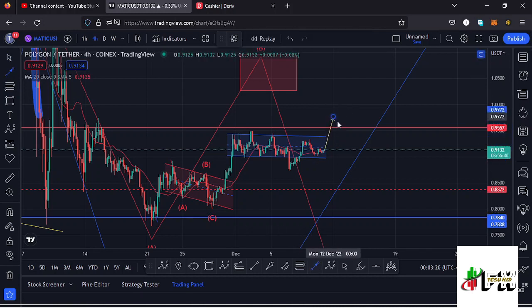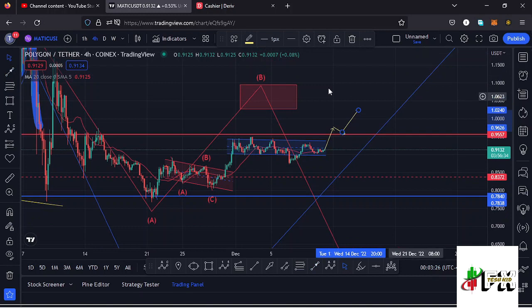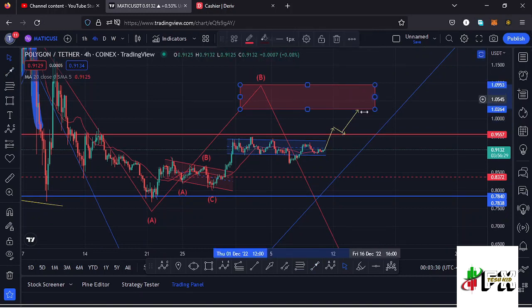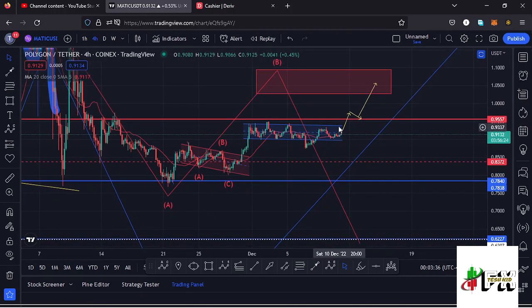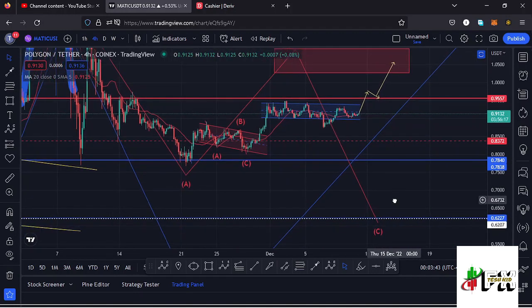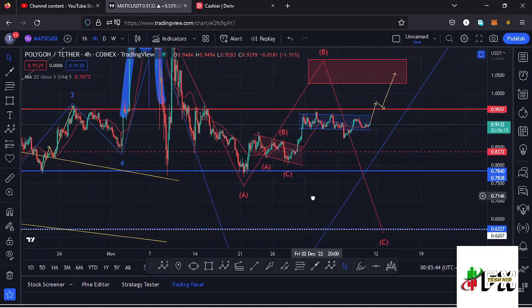And once that happens, we can see a bit of a retest before we continue pushing even higher to fully maximize the formation of this wave B within this red target area that I have sketched out over here using the Fibonacci's. So that is the first possible scenario. And once we see the formation of this wave B, then we can expect a retracement to the lower side in the formation of this wave C to fully maximize the formation of that second wave.